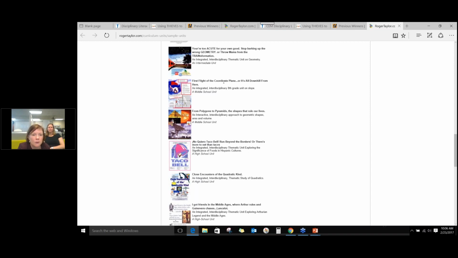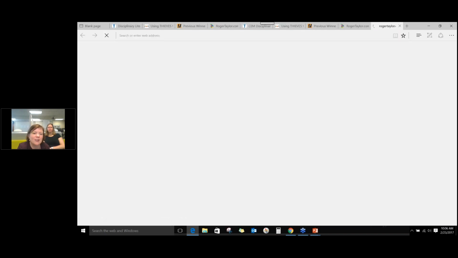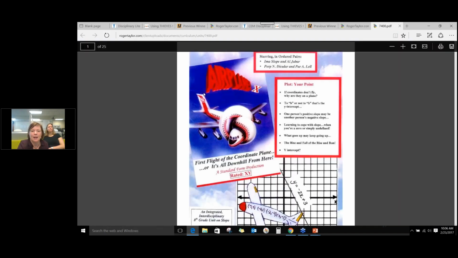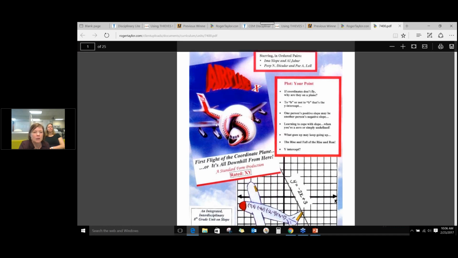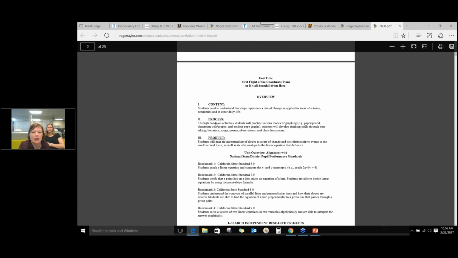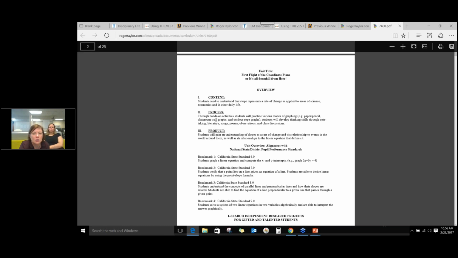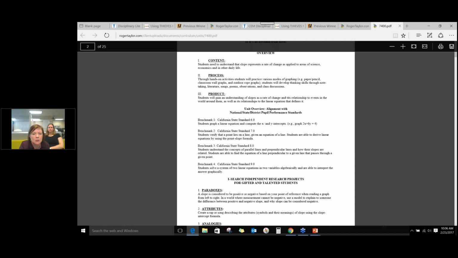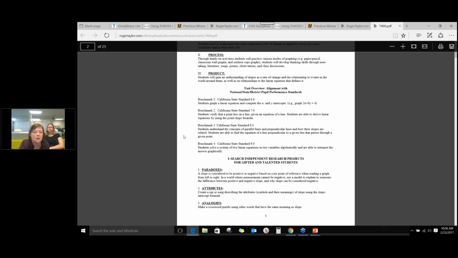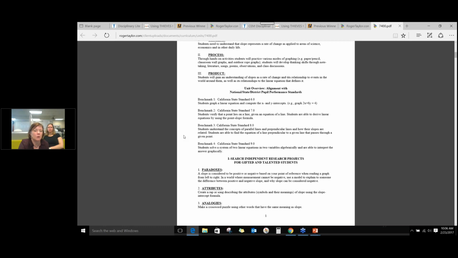So this one is called First Flight of the Coordinate Plane, or it's all downhill from here. They're also kind of funny, so of course that's appealing. But what I want to show you about these units is that they're interdisciplinary. And they start with an overview, which includes the content, process, and product. And then they align to national, state, district, and pupil performance standards. So this is aligned to California state standards, but of course, many of us do this with other lessons. It's very easy to adapt those to the Georgia standards.